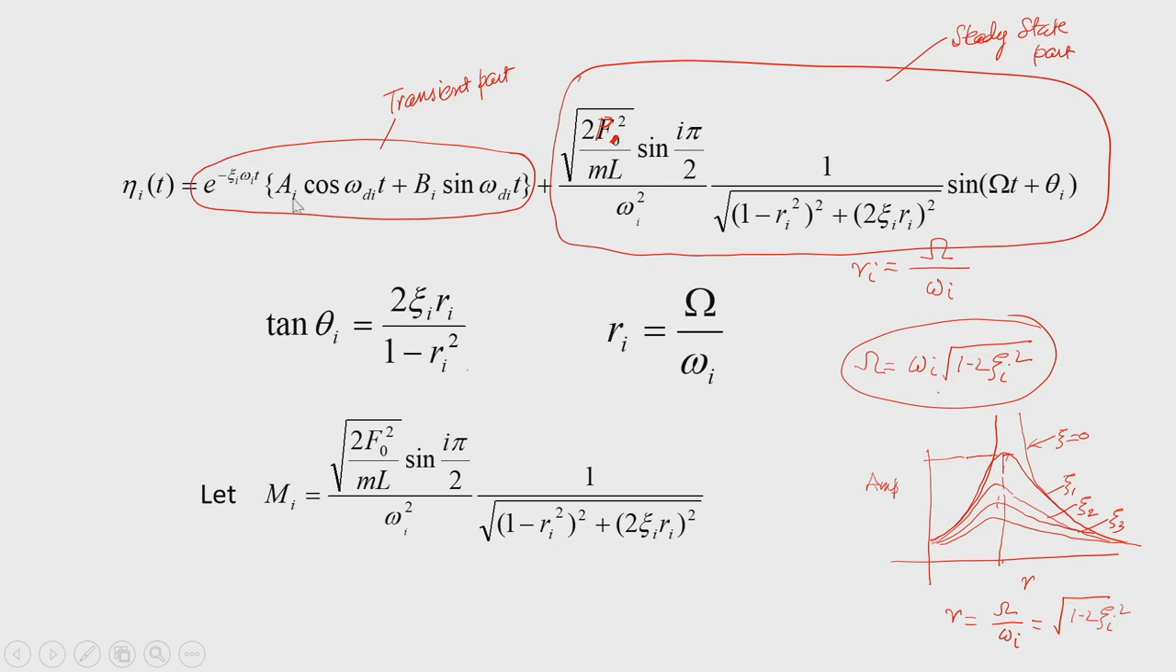And it depends on the damping value also. If damping is low, then the transient part will exist for a long time, and the steady state part will be seen late in the response history. But if the damping is high, then the transient part will decay fast and you will observe the steady state part in the response history. Okay.